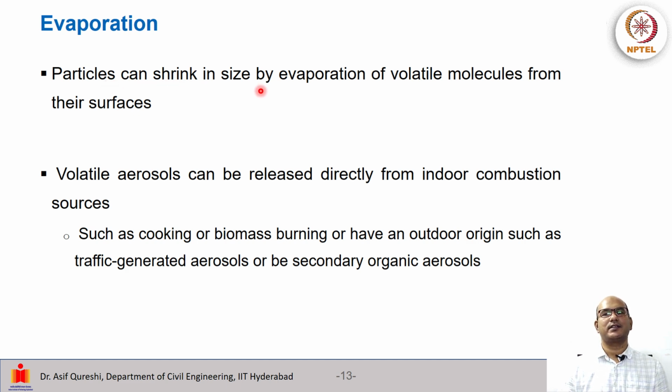So particles will be shrinking in size with the evaporation of volatile molecules from the surfaces. These volatile aerosols could be from many indoor combustion sources such as cooking or biomass burning. In terms of outdoor, they can have outdoor origins such as traffic generated aerosols, or they can also be secondary organic aerosols. So these are the kind of volatile or semi volatile particles we are looking at, particles with some volatile component, and if there is evaporation happening, these will vaporize and the particle size will shrink.